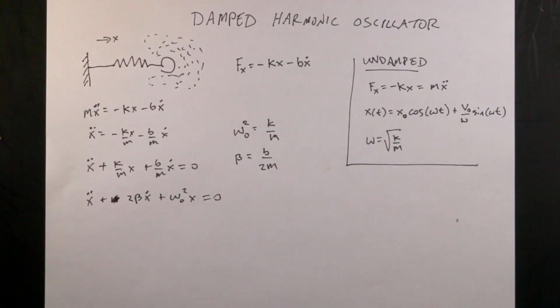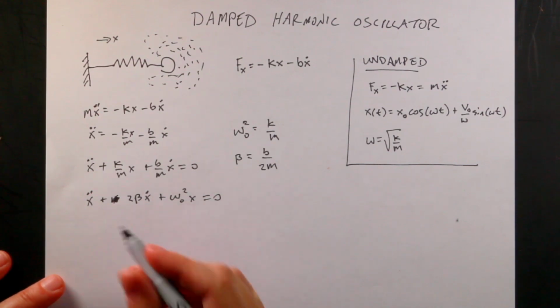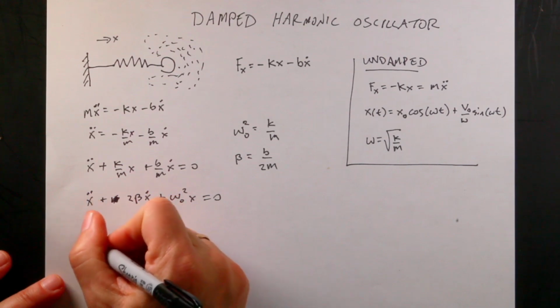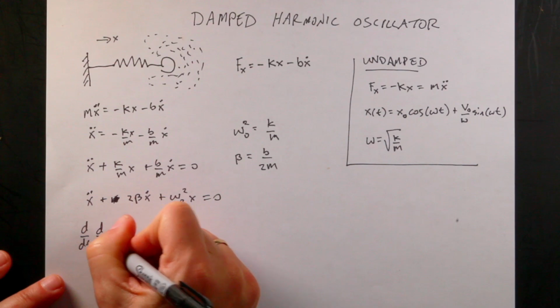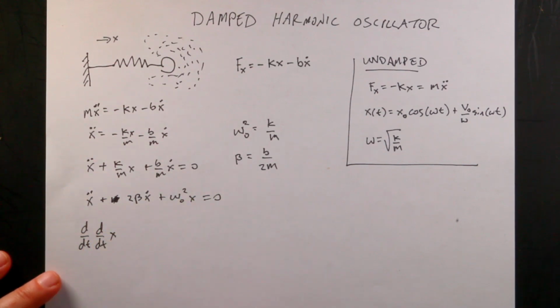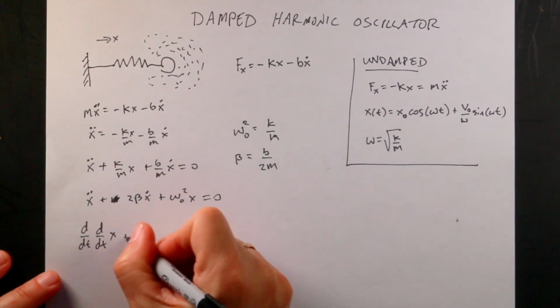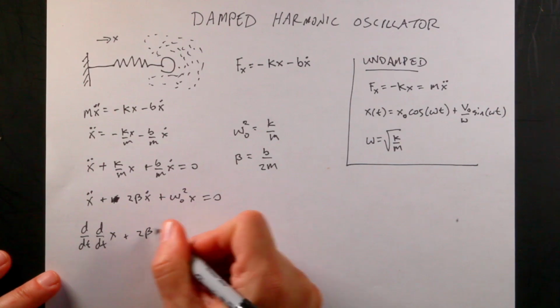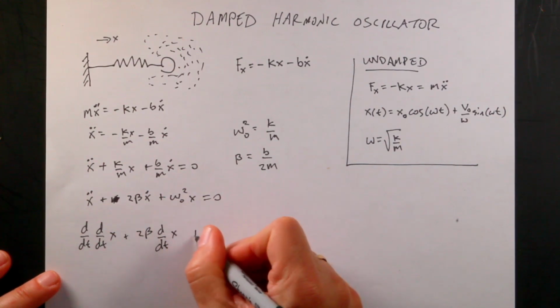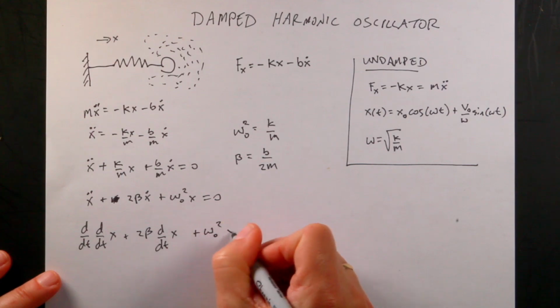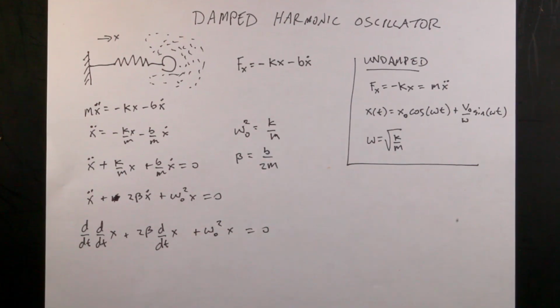Now, that's a pretty tough differential equation to solve, so we're going to do it anyway. Let me write this out as derivatives. The second derivative of x, right, to take the derivative twice, plus 2 times beta times the derivative with respect to time of x, plus omega naught squared times x equals 0.